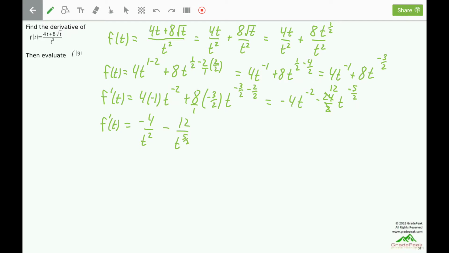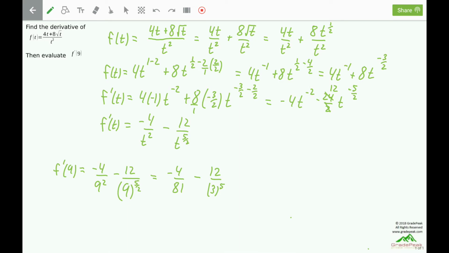The next thing to do is to evaluate f prime of 9. f prime of 9 will be negative 4 over 9 squared minus 12 over 9 to the 5/2. Now 9 squared is 81, so negative 4 over 81, and then minus 12 over 9 to the 5 halves. That means the square root of 9 to the 5th power. And we can do the root before the power if we want. The square root of 9 is a 3, so we can write this as 3 to the 5th power.